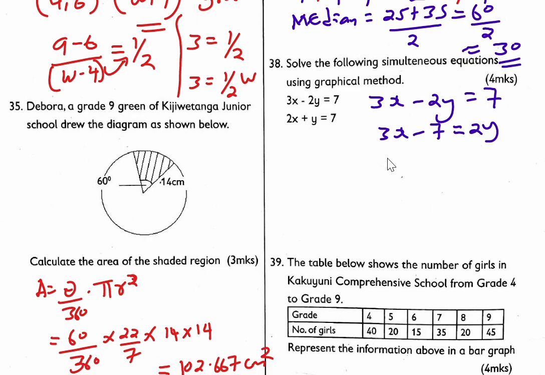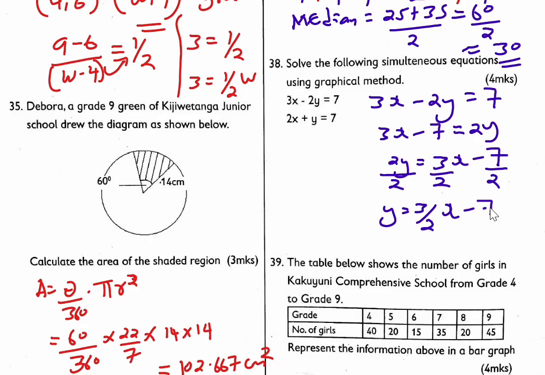Rearranging, 2y is the same as 3x minus 7. So to get y, we're going to divide everything by 2. So I can see y is equal to 3 over 2 x minus 7 over 2. This is my equation in simplified form. I'm going to make a table for this so that I can plot the graph.